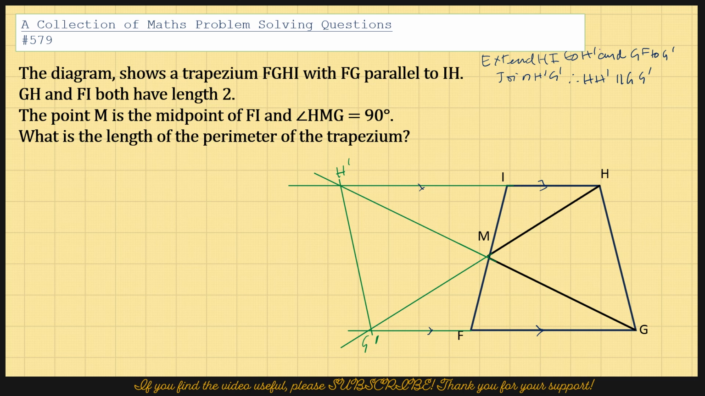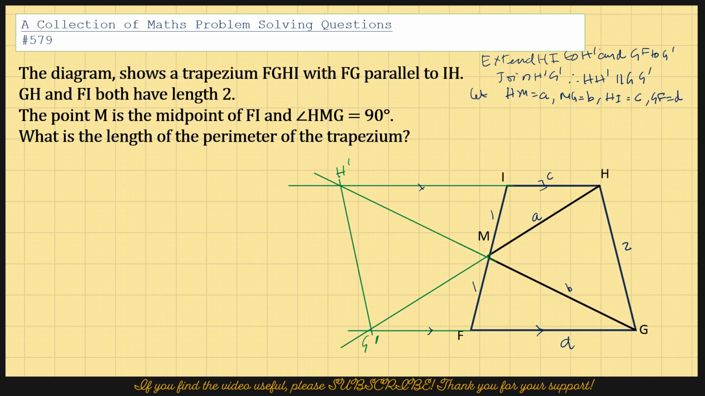Okay, so then I'm going to name them. HM I'm going to call A, and MG is B, and HG is 2, IM is 1 and 1, and HI is C, and FG is D. So let HM be A, MG is B, HI is C, and GF is D.